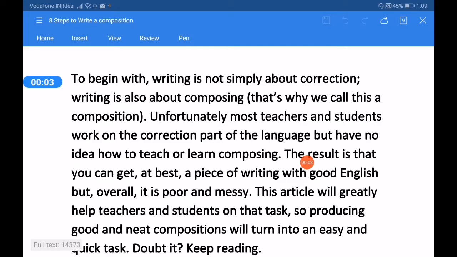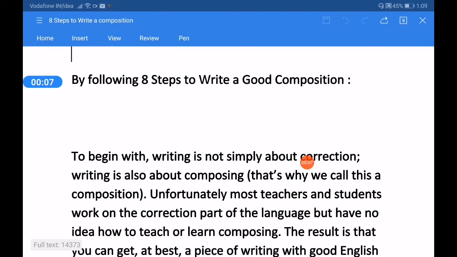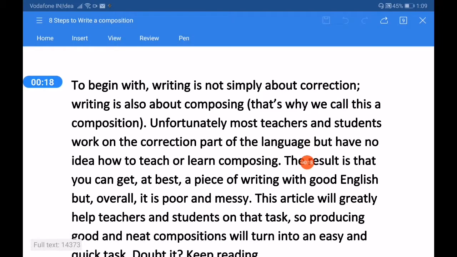Good morning, class. Today we are going to discuss how to write a good composition, meaning a good essay. By following 8 steps to write a good composition, we can write really well.